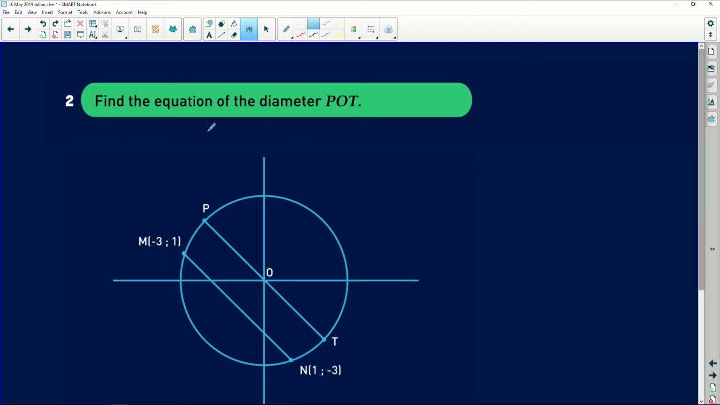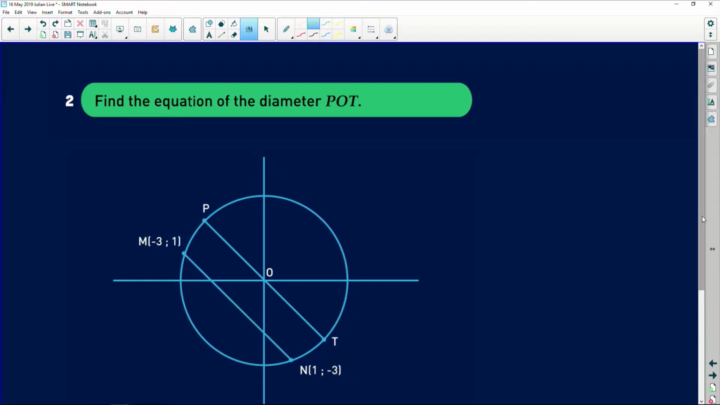It says here, find the equation of the diameter POT. Okay guys, so we got POT. Now if we go back and we remember what the question said, it told us that the diameter is parallel to the other line that was given to us, MN. Now when we have parallel lines, we must then straight away think that the gradients of our lines are exactly the same.